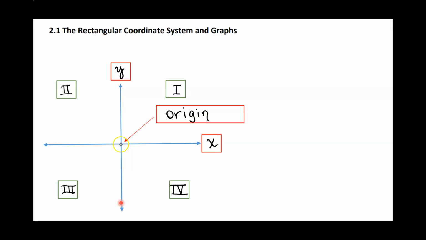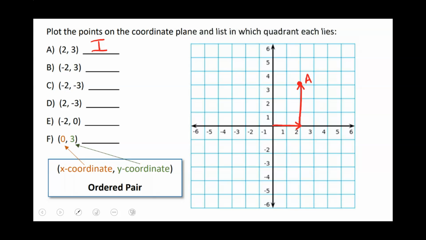They intersect at (0, 0), the origin, and that breaks the plane up into 4 equal pieces we call quadrants. And you can see they go counterclockwise, so 1, 2, 3, and then 4. Now, if you're going to plot a point on that plane, you're going to plot an ordered pair. It's a pair, obviously, because there are 2 of them, but order is important. X coordinate comes first and y coordinate comes second.